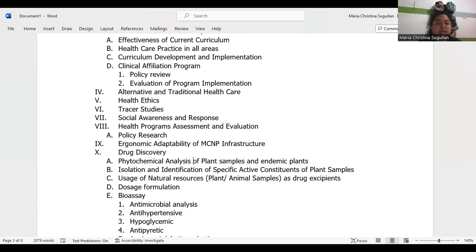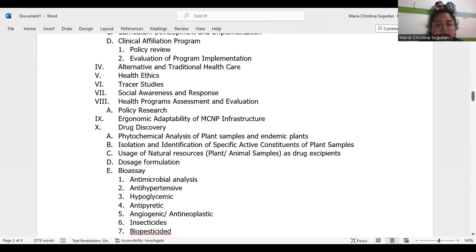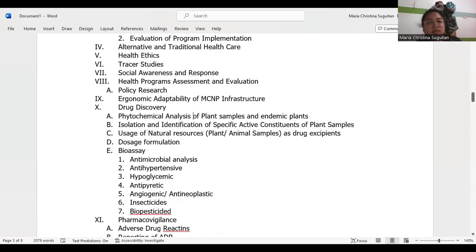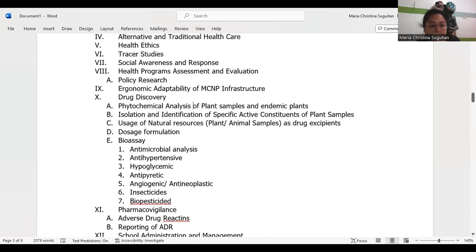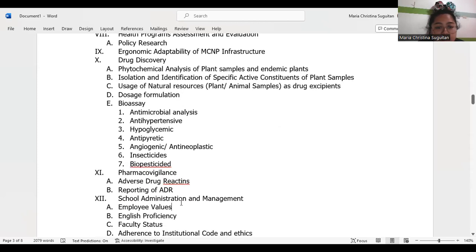And then bioassay, like antimicrobial analysis, antihypertensive, hypoglycemic, antipyretic. Yan, that's part of the drug discovery. Angiogenic and anti-neoplastic for cancer patients. And then insecticide, okay, biopesticide, okay, kung ano pampatay daw ng mga pesticides, okay, and then next we have the pharmacovigilance.